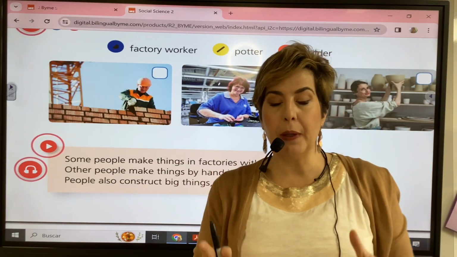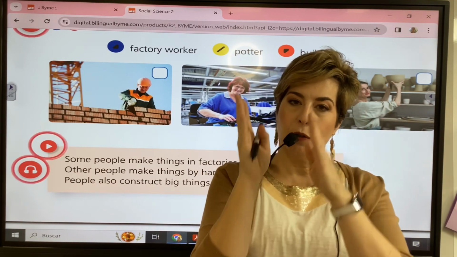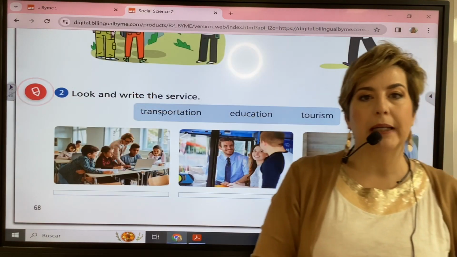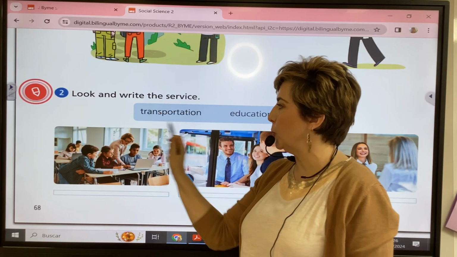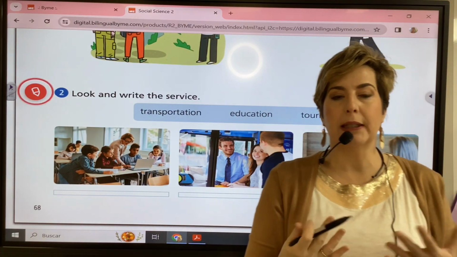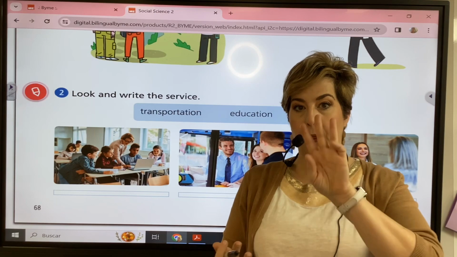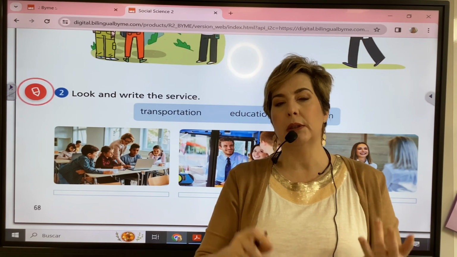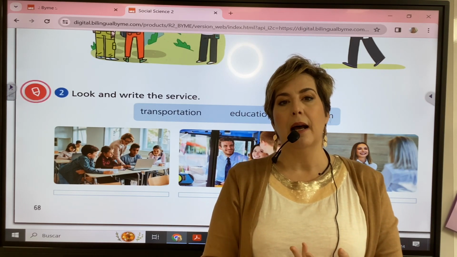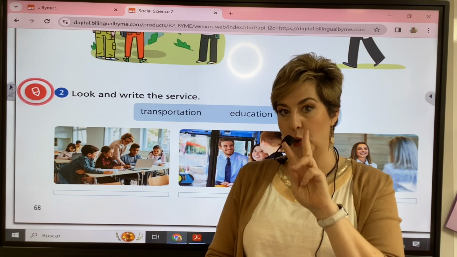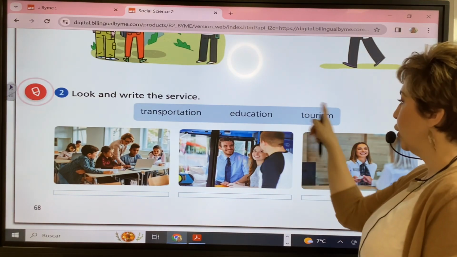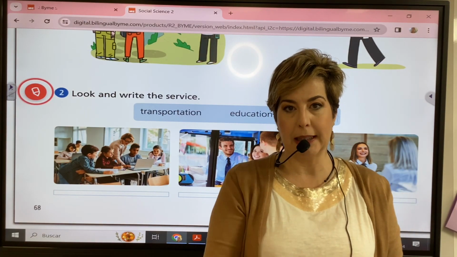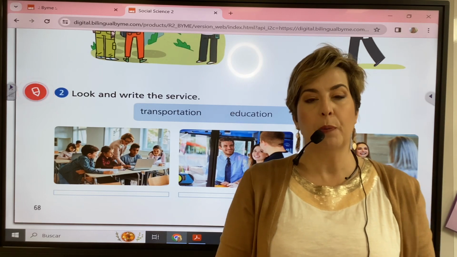In group number three, we have different subcategories that we are going to study. Let's go. These categories are mainly transportation. So everybody who works in transportation is in group three. Education, so everybody working in schools, universities, and institutos, they are group three. Tourism, so people working in hotels or in a tourist office or tourist guides, they are also group three.